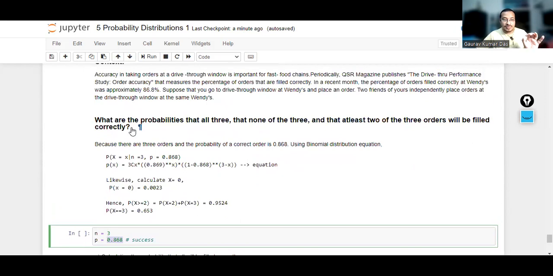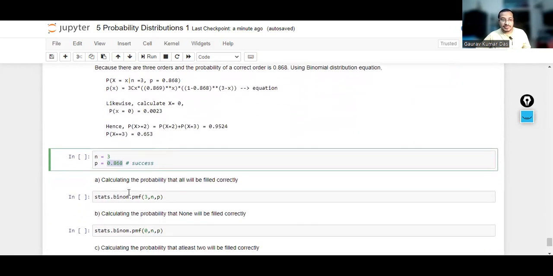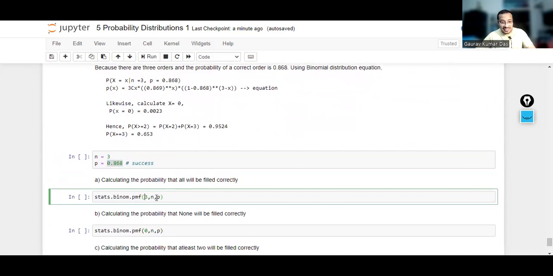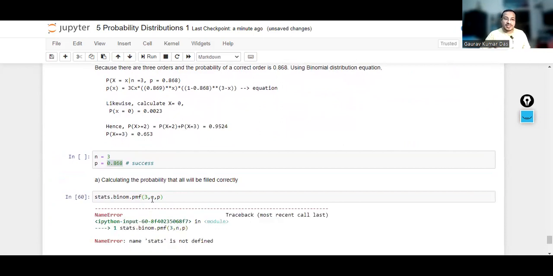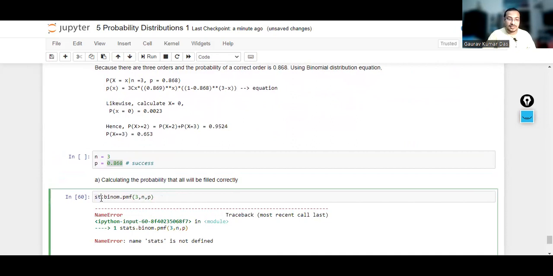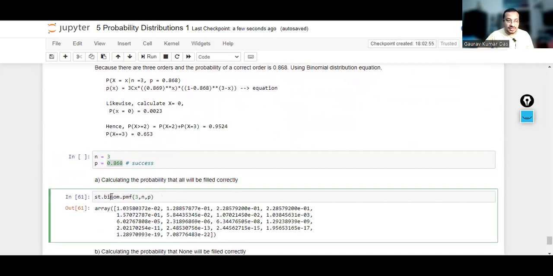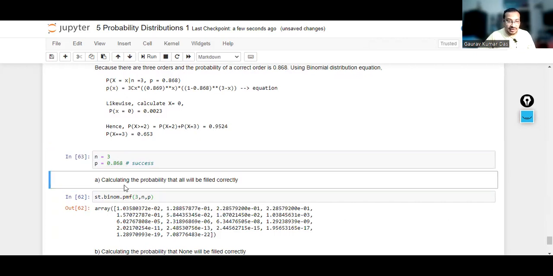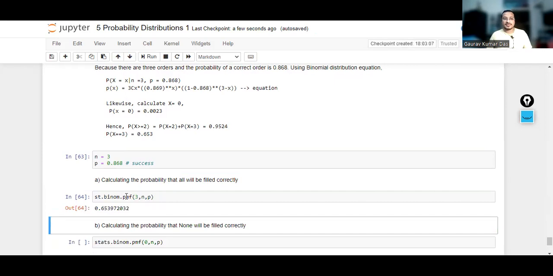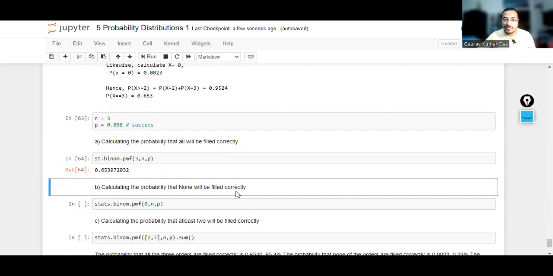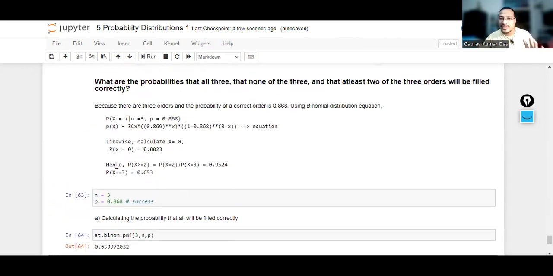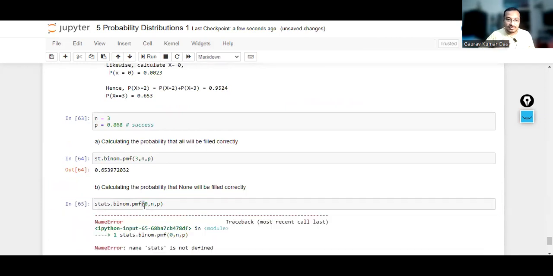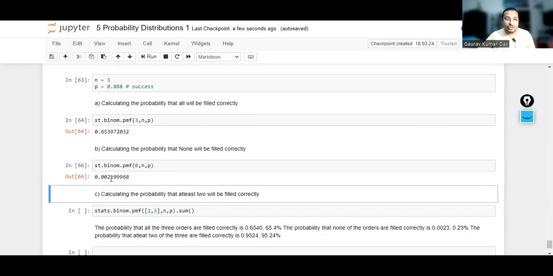Now they are saying that all three will be filled correctly, which means PMF of 3, n. Here I'm directly putting the value 3 to get the probability for the event 3. Okay, I think I have made a mistake because I have not put the n value. That is it, right? Now calculating the probability that none will be filled correctly. None will be filled correctly means k will be 0. So I can put in 0. This will again be st, because I've imported stats as st, 0.2%.